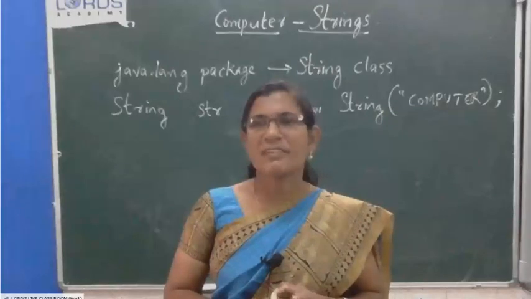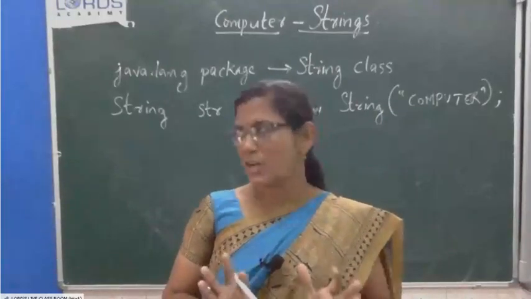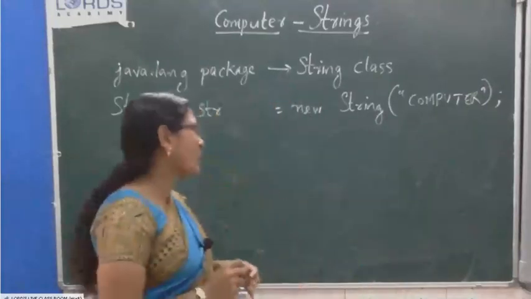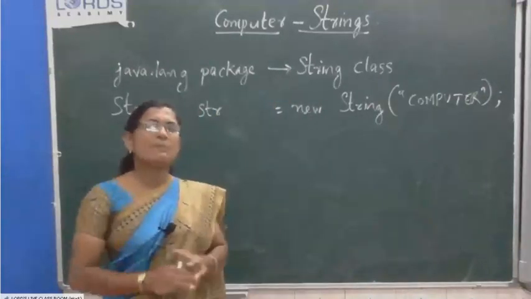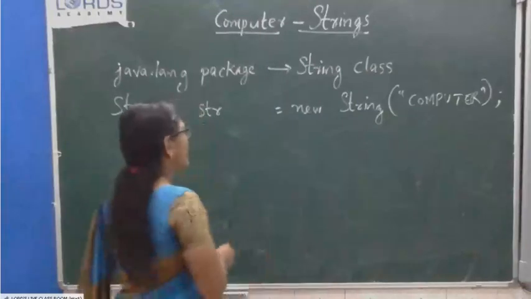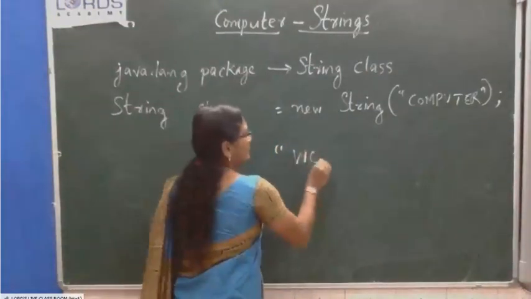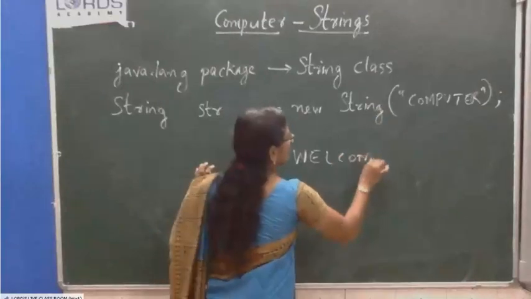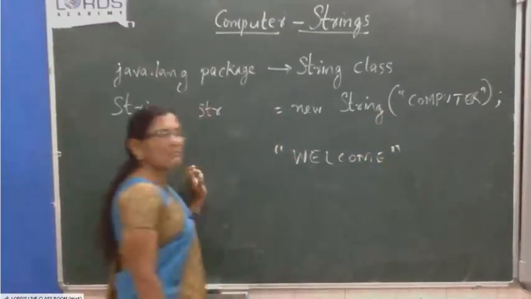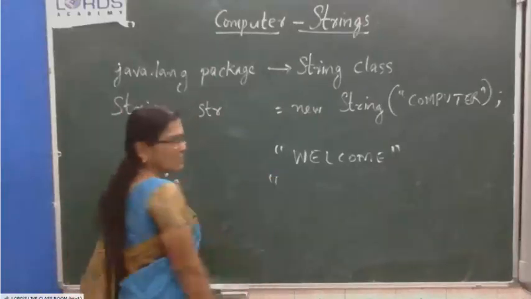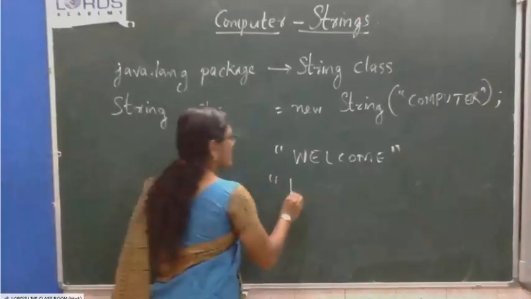A sequence of characters enclosed in double quotes is known as a string literal. Am I right? Sequence of characters which are enclosed in double quotes is known as a string literal. It may be a sequence of alphabets like welcome. Yes, welcome is a string. Something which you give in double quotes is known as a string. You can even enclose digits in double quotes.